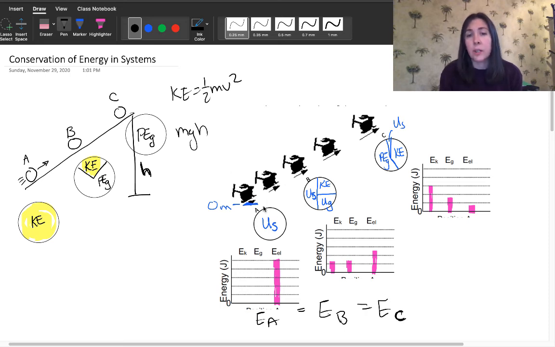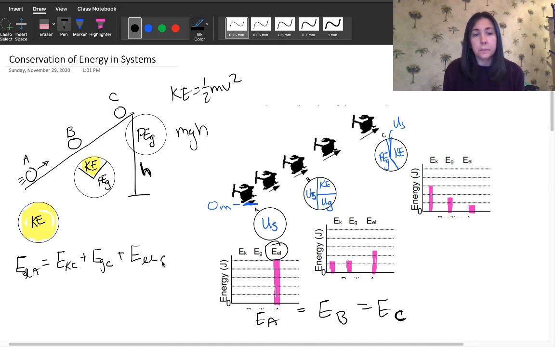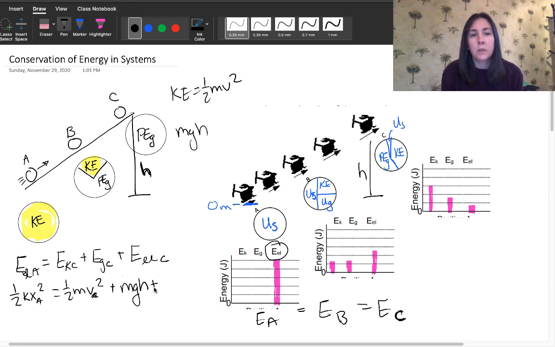If we wanted to relate the energy at A to the energy at point C, then we could write an equation that says that the elastic potential energy, given in this bar chart as EL, the elastic potential energy at A will equal the kinetic energy at C plus the gravitational potential energy at C plus the elastic potential energy at point C. Then we can go ahead and substitute in our equations. 1/2 k x squared at A equals 1/2 m v c squared plus mgh, where this would be the height of the hill, plus 1/2 k x squared at C.